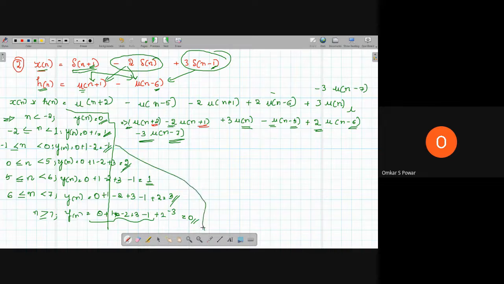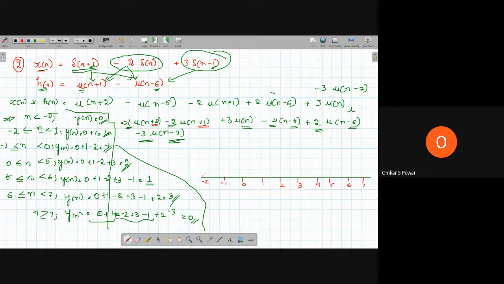So I wanted to show you methodically how to solve. Otherwise I could have done it directly. Okay. So now we will plot this one. So how do you plot this one? So n varies from minus 2 to 7. So we have to have all the values right from minus 2 to 7. So let us first write the values like minus 2, minus 1, 0, 1, 2, 3, 4, 5, 6 and 7.